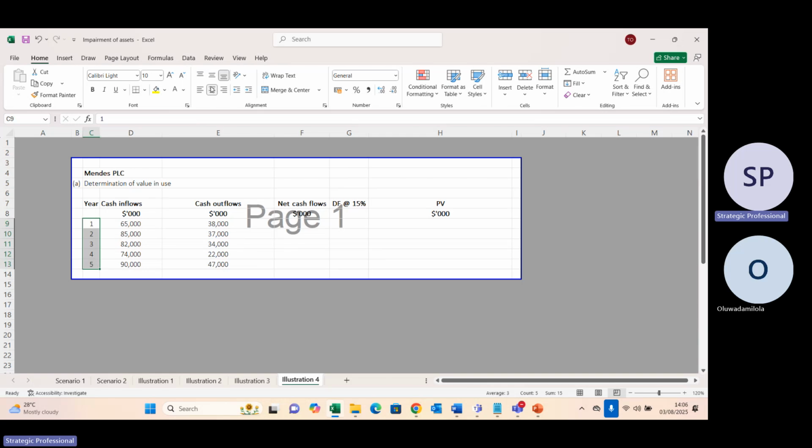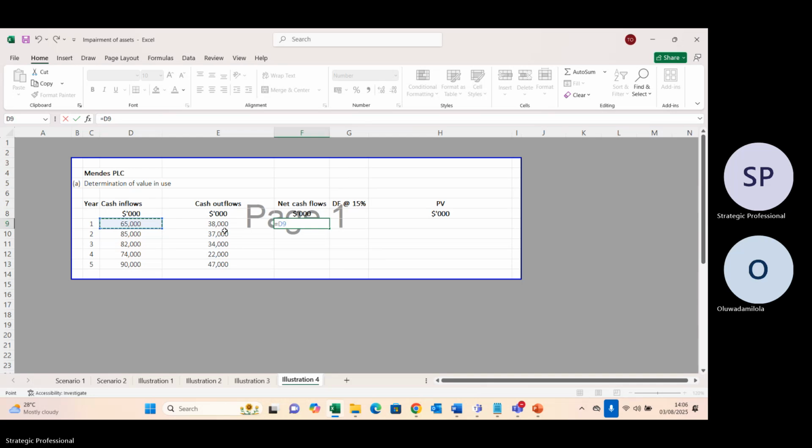So do you get what I'm doing so far? Yes, sir. So the inflow, the outflow. Now the net cash flow. The net cash flow is the difference between cash inflow and outflow. What's the difference?